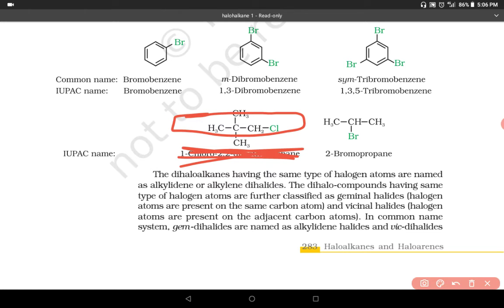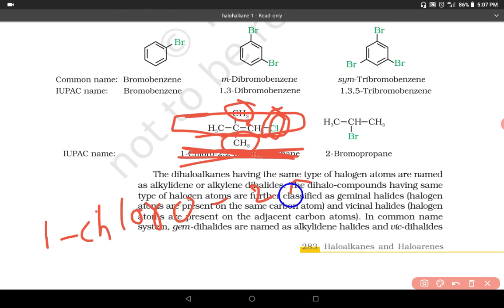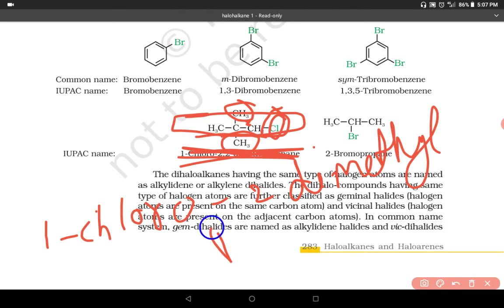Okay, we have to make that chlorine as the number 1 position. So, what are the substitutions? At second position there are 2 methyl groups substituted. First we have to give preference for chloro, that is 1-chloro, 2-dimethyl propane.